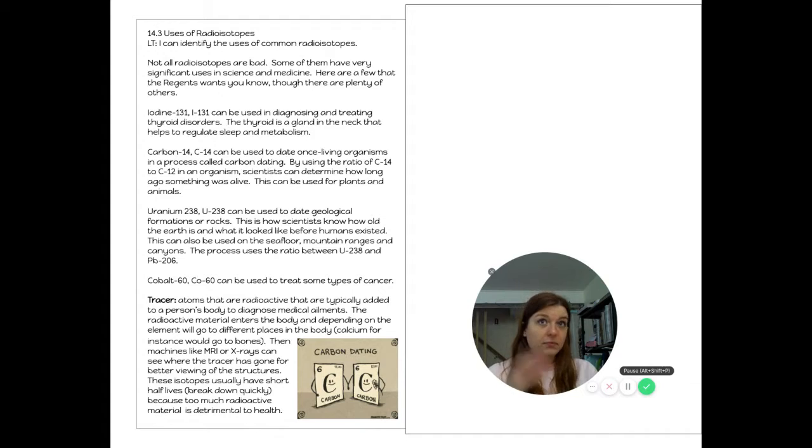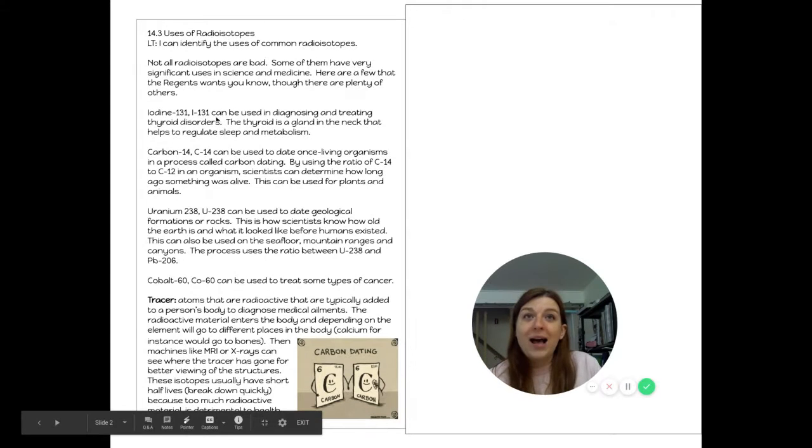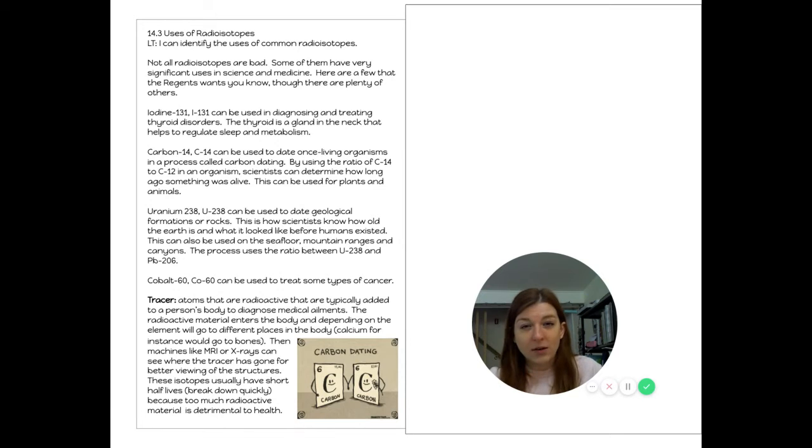So there are a few radioisotopes that you need to know about. And the very first one is iodine. Iodine-131, which can also be known as I-131, is used for treating thyroid disorders. So your thyroid is like a butterfly-shaped gland that's in your neck, in your throat area, and I think it's part of your endocrine system. It does something to control metabolism, as far as I know.